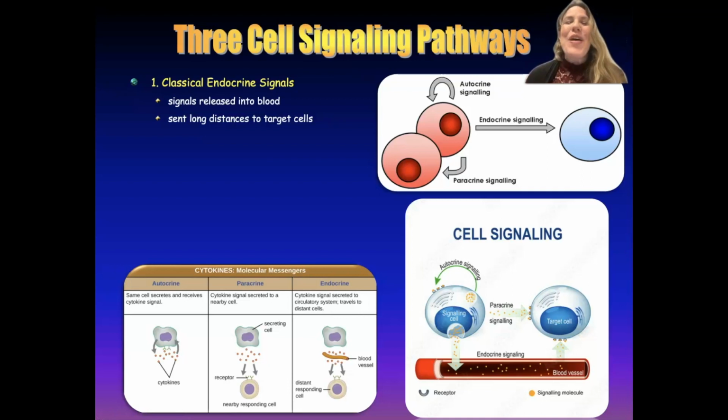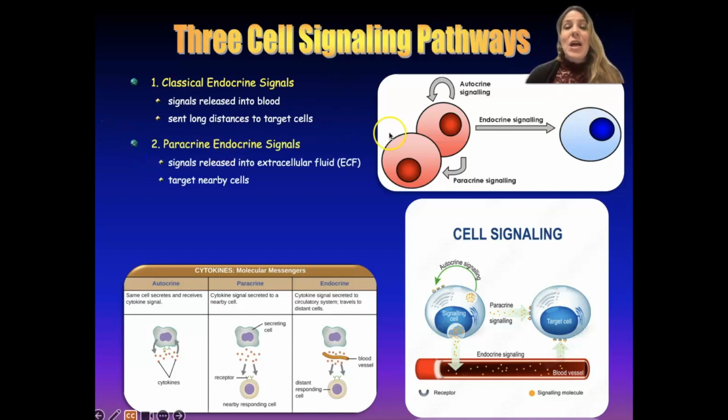All right, let's talk about 3 ways that these endocrine cells communicate with other cells. So these are 3 cell signaling pathways. The classical endocrine signal pathway means that signals are released into the blood and travel long distances to their target cells. So what we were just talking about, right? If this was an endocrine gland cell, it produces its hormone signal, and off it goes into the bloodstream until it comes into contact with a receptor in or on a target cell.